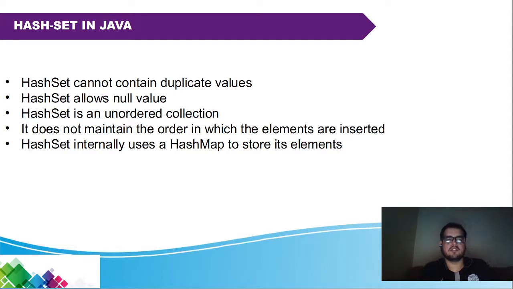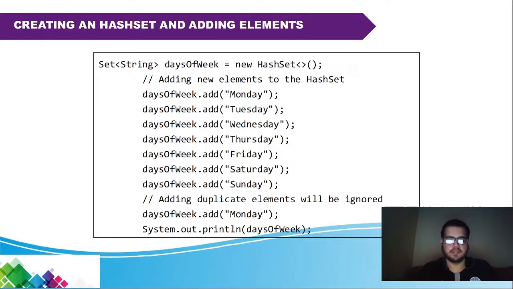As I told you, I am going to explain HashSet in Java. So sir, the HashSet cannot contain duplicate elements, and the HashSet allows null values. HashSet is an unordered collection. It does not maintain the order in which the elements are inserted. HashSet internally uses a HashMap to store the elements.